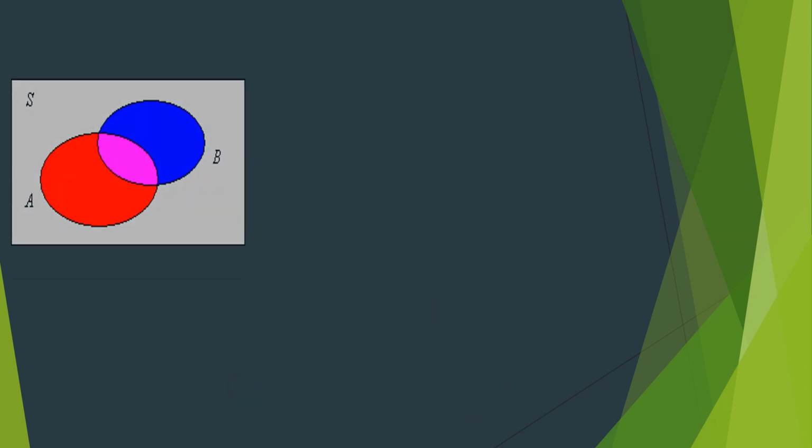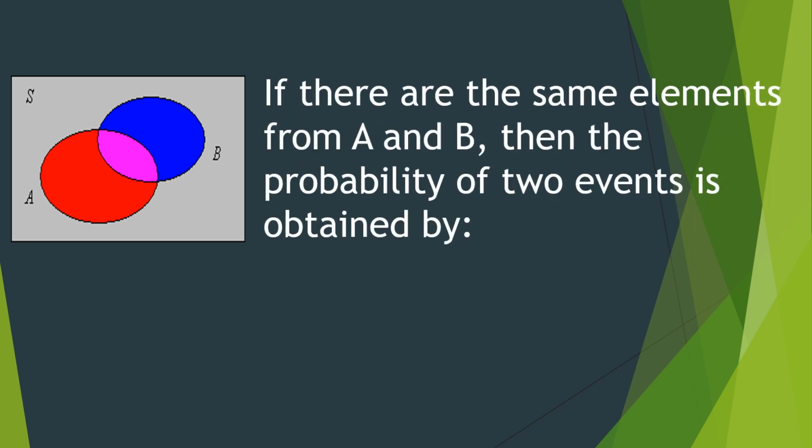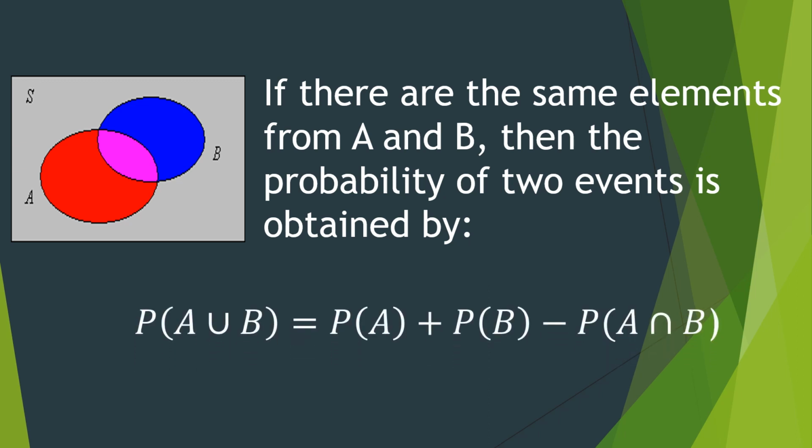Let's have the second one. What have you noticed about the Venn diagram shown? Yes, it has an intersection. If there are the same elements in A and B, then the probability of the union of two events is obtained by: probability of A union B is equal to probability of A plus probability of B minus the probability of A intersect B.